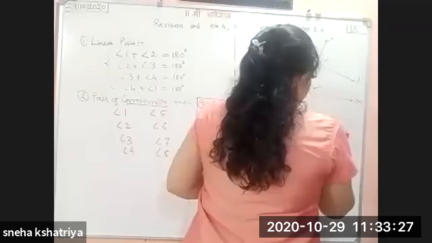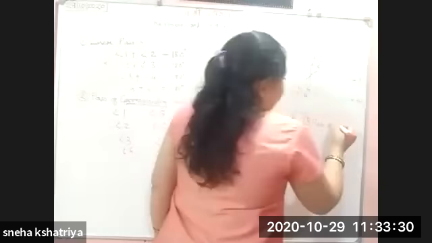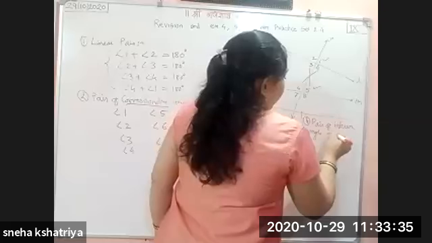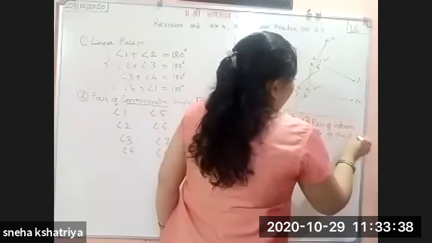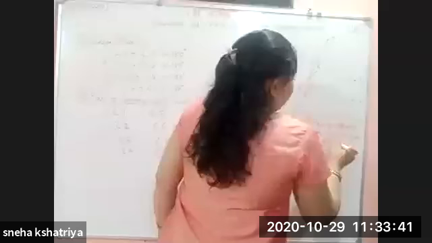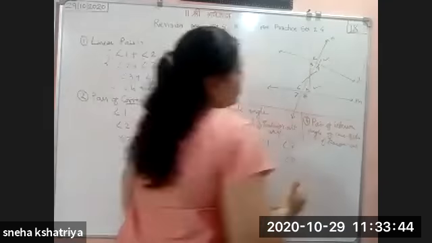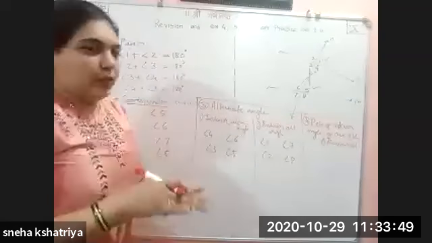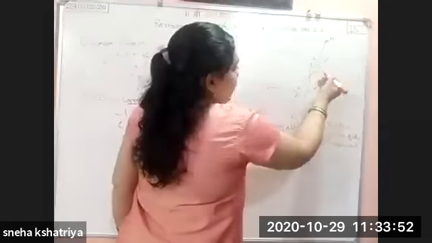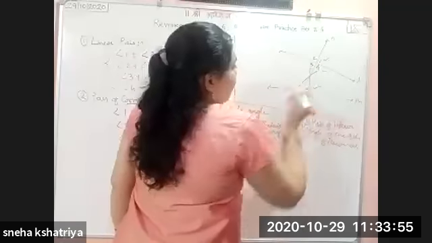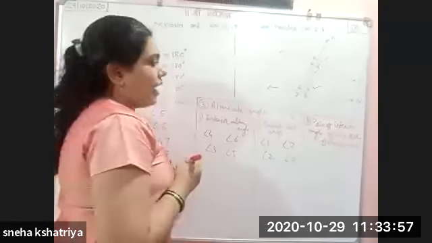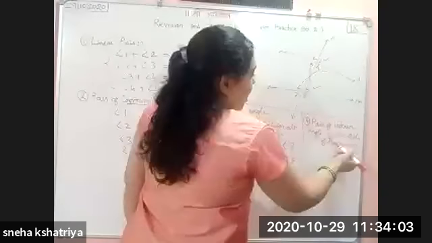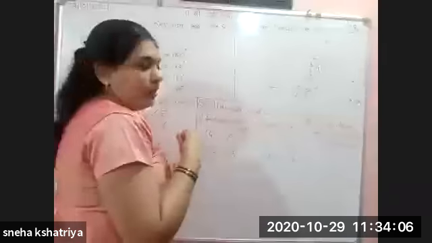pair of interior angles of one side of transversal. One side of transversal, either consider left side or consider right side, and interior angles. So if we consider the right side and interior angles, then 4 and 5 are the interior angles, and they are from one side of the transversal. They belong to the one side.